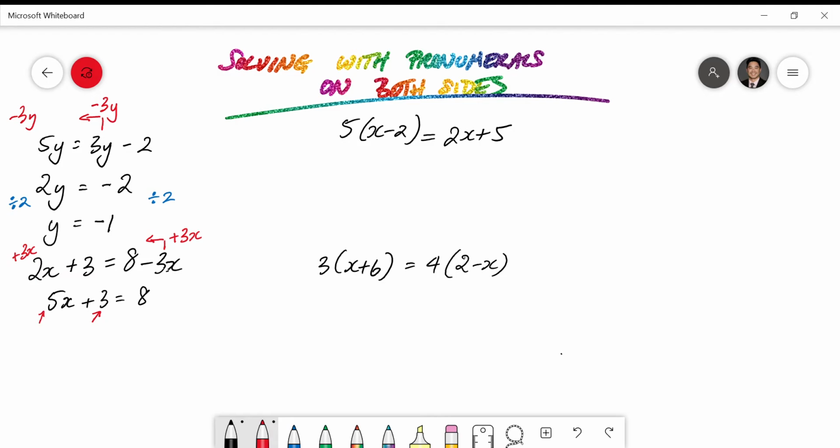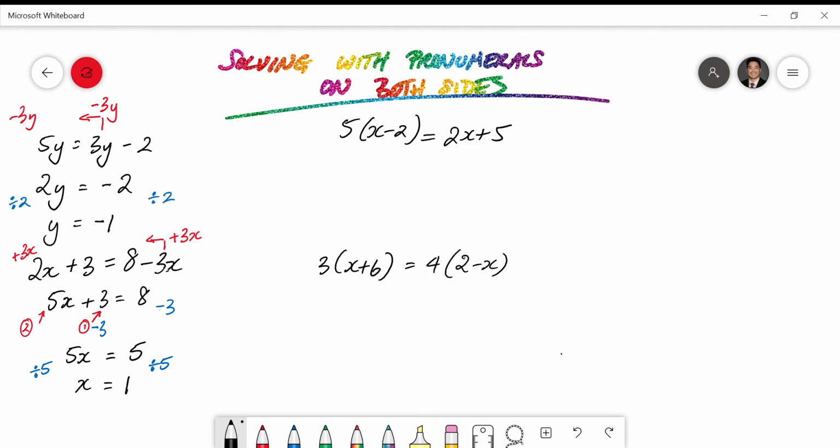Following SAMDOB, the 3 goes first, the 5 goes second, okay? To get rid of this positive 3, we're going to subtract 3 from both sides. So 5x is equal to 5. Lastly, to get rid of the 5, the relationship is multiplied to the x. So to do the opposite of multiply, we want to divide by 5, okay? And x is equal to 1. So there's our answer.